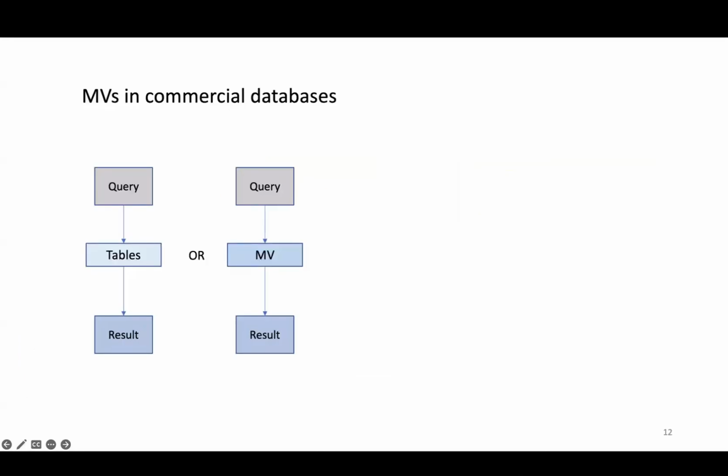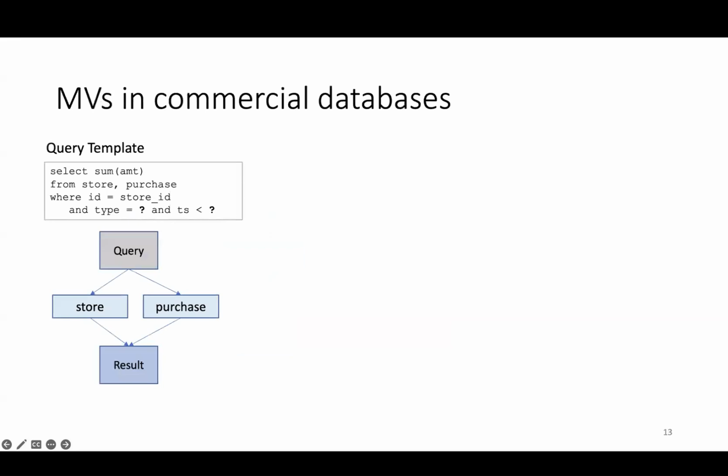Now, before diving into PMVs, I'll first talk about how materialized views are used typically in commercial systems today. So typically, materialized views are used to substitute parts of the query plan. So instead of reading from a base table, we read from a materialized view. So for example, imagine that the workload consists of queries following this template, which has two parameters in the query filter represented by question marks. And by replacing the two question marks with actual values, we would turn this template into an actual query.